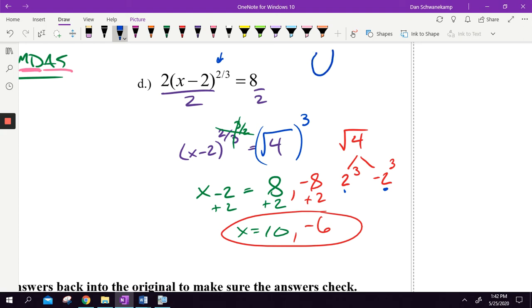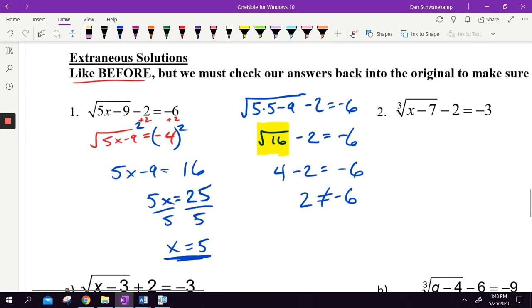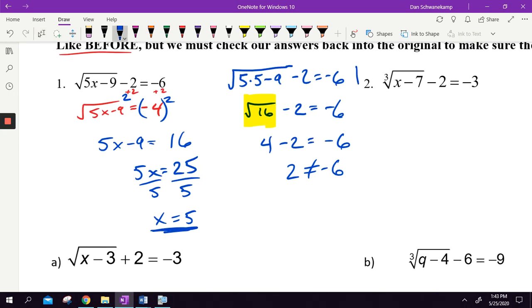Because think about what a square looks like. A square looks like that. It's going to have a positive and a negative value. Okay, that is different than a square root. So all of that is to say this.